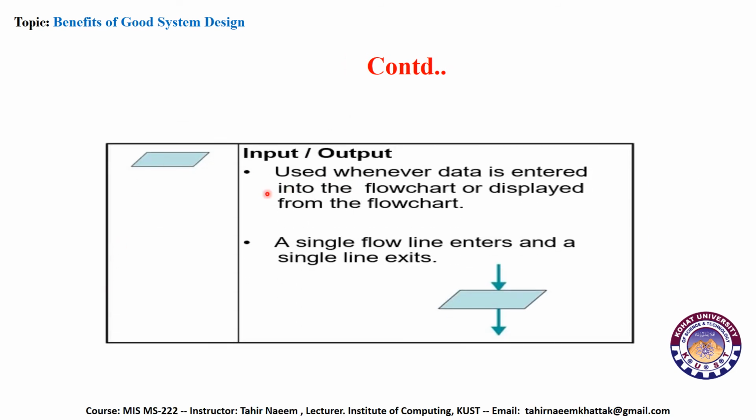Input and output. Used whenever data is entered into a flow chart or displayed from the flow chart. A single flow line enters and a single line exits. So the main characteristic of the input output is that a single arrow must enter into it, and a single arrow must leave it, because whenever you enter the input and the operation is done, it is forwarded for further processing.